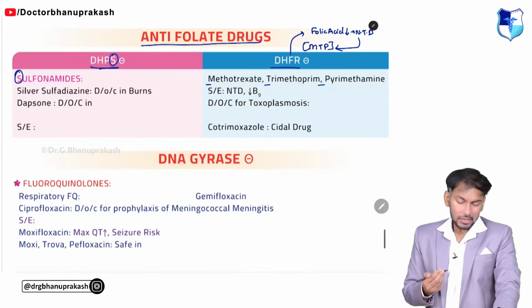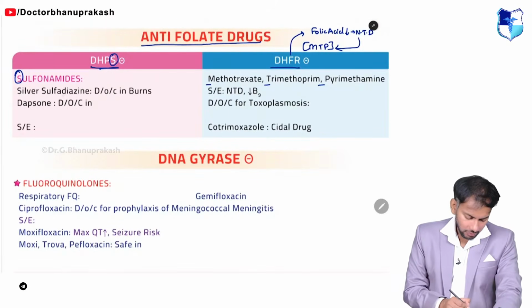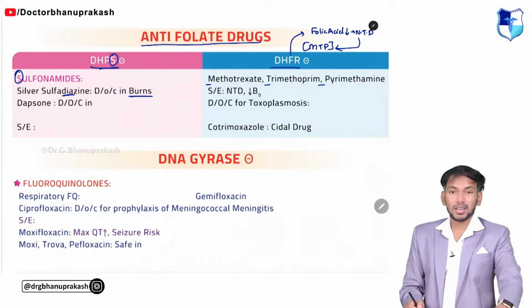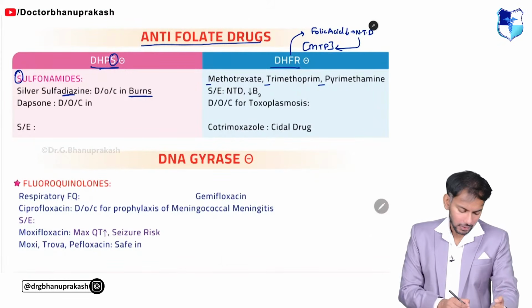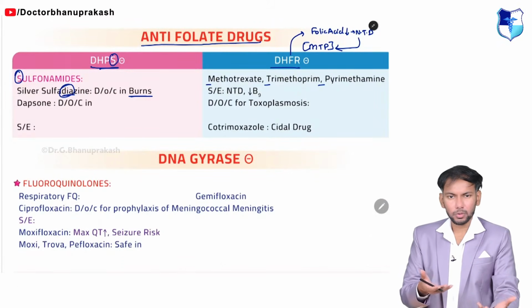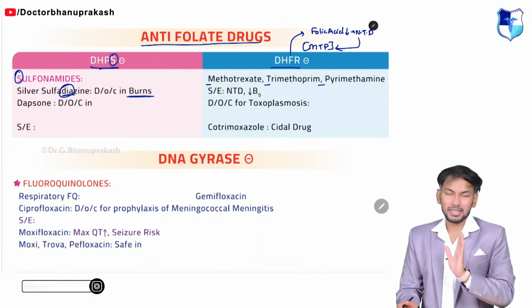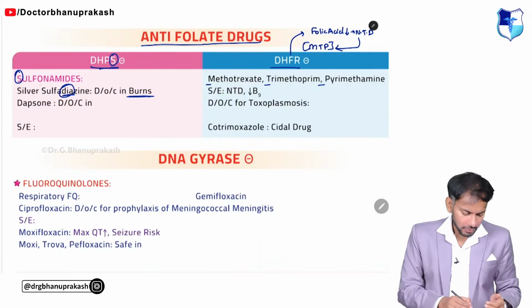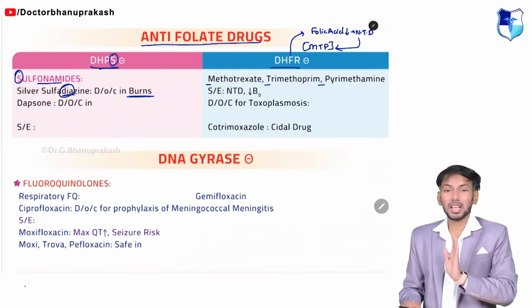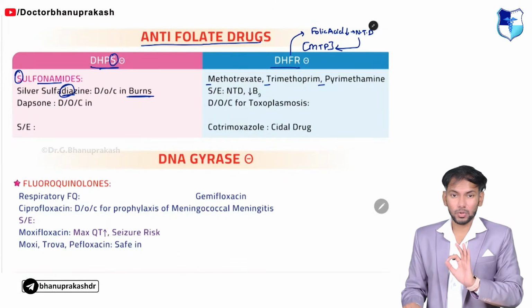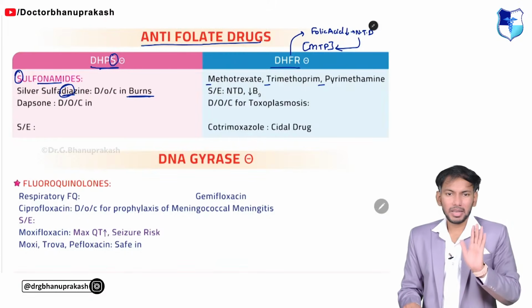Now, sulfonamides, we have silver sulfadiazine. This is drug of choice in burns. Diazine means diya, lights. When you go too near to the lights, it will burn you. So, silver sulfadiazine can be used in burns. How to remember sulfonamides? All of them will have sulfa in their name. Sulfadoxine, sulfadiazine, sulfamethoxazole. All of these have sulfa in the name.